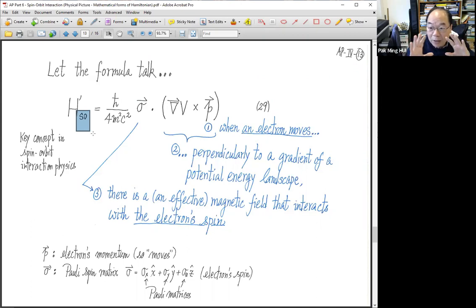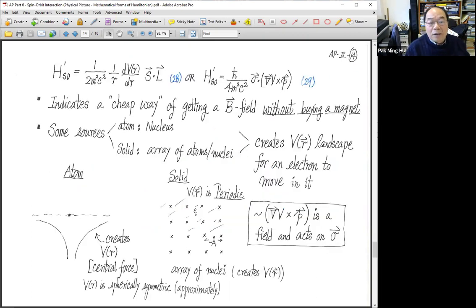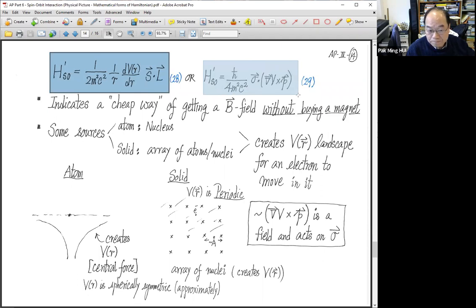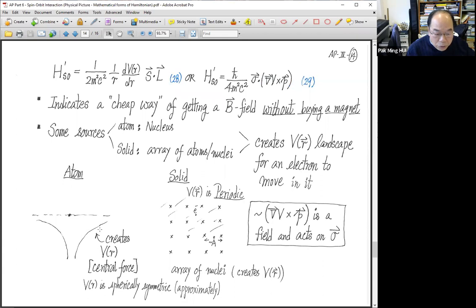Here, realizing that we need not rely on Coulomb. We just need an electron moving on a potential energy landscape that will generate some internal B field, free of charge. So we have two forms. This is good for atoms. Hydrogen, for example, we have a Coulomb central force, and this is good for the general situation. So in an atom, you do have a Coulomb thing, nice, you can use this.